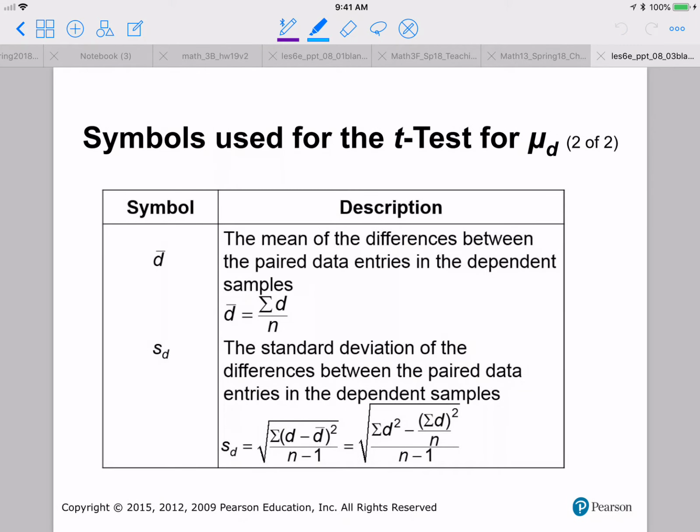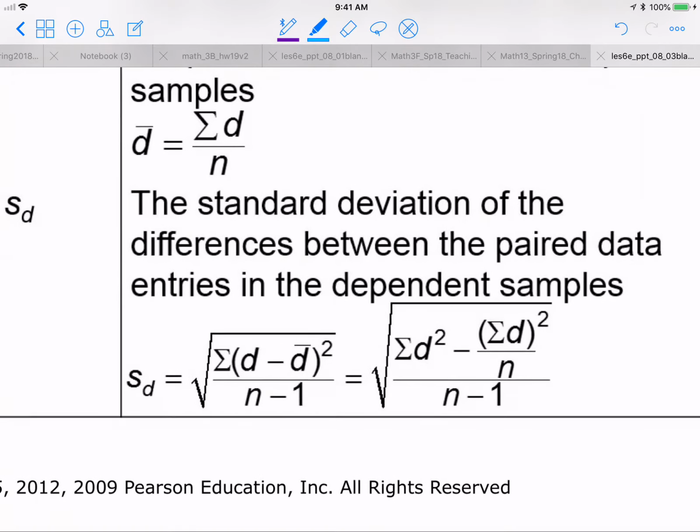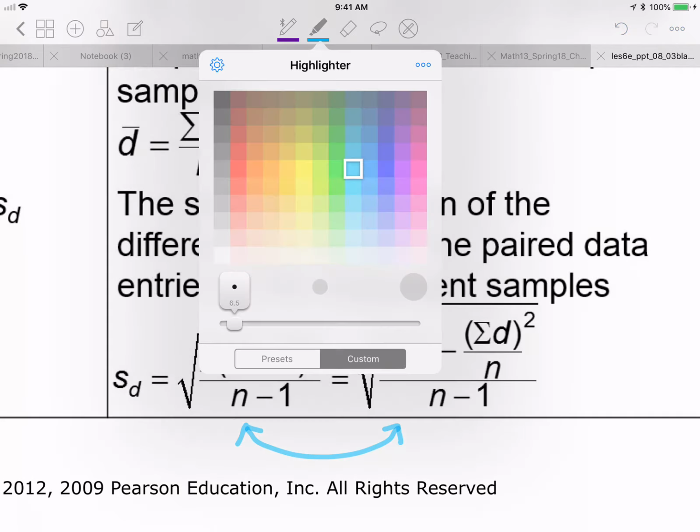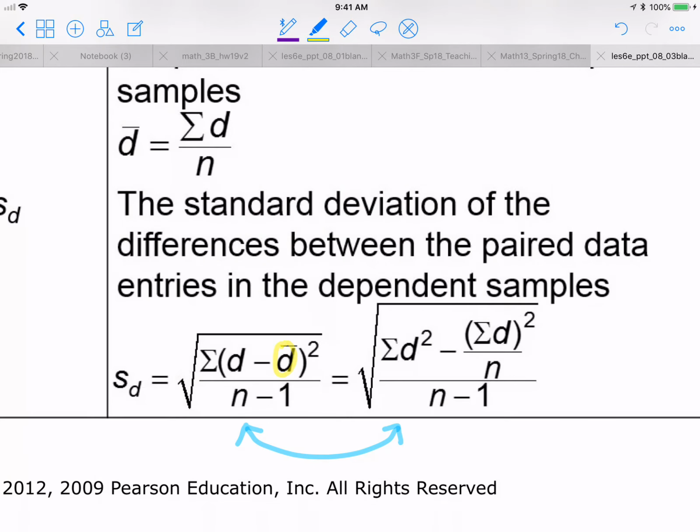D bar is the test statistic, and it's the mean of the differences between the paired data. And SD is the standard deviation of the differences. Now notice here, we've got a formula for SD, and both of these formulas are actually equivalent. So we can jump between these two formulas. Why are these equivalent? It essentially boils down to looking at the formula for D bar.